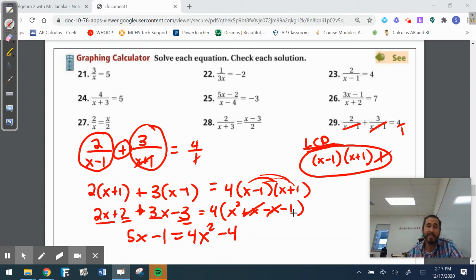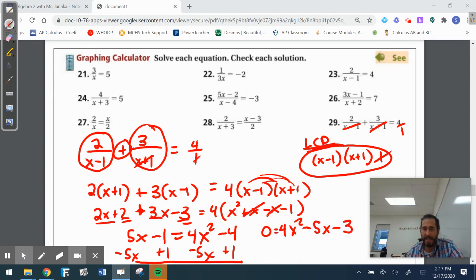Okay, now I got an x squared. Whenever I have an x squared, I want everything over on the x squared side. Now, it is also very important, if you remember from earlier in the semester, we always want our x squared being positive. So that means I'm going to move this 5x over here, and I'm going to move this 1 over here. And if I do that, I get 0 equals 4x squared minus 5x minus 3. Now, I have to solve that.